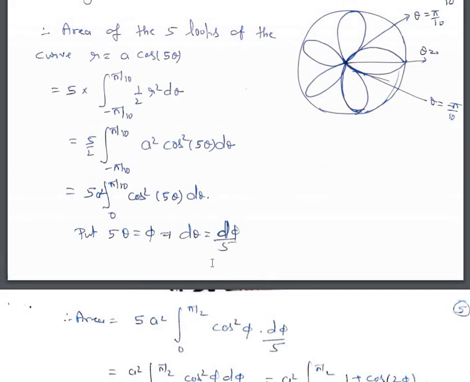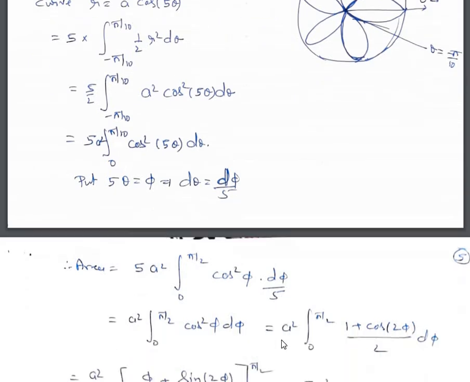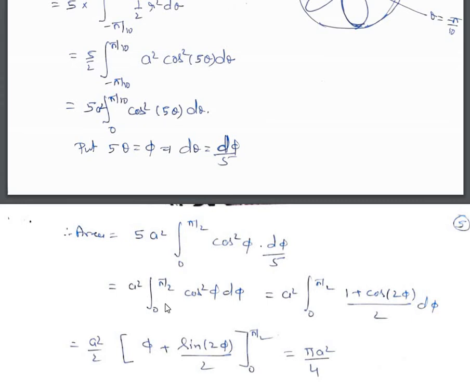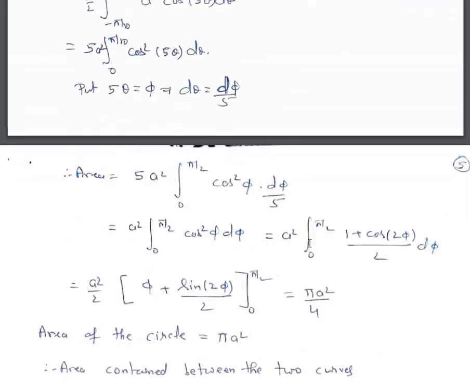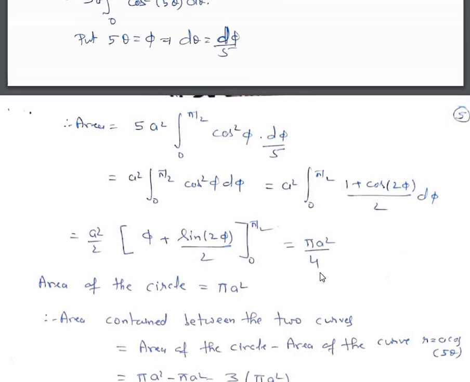square phi and d theta is d phi upon 5, which is equal to a square integral from 0 to pi by 2 cos square phi d phi. Replace cos square phi by 1 plus cos 2 phi upon 2. Integrate: phi plus sin 2 phi upon 2, from 0 to pi by 2. So we get it as pi a square upon 4.